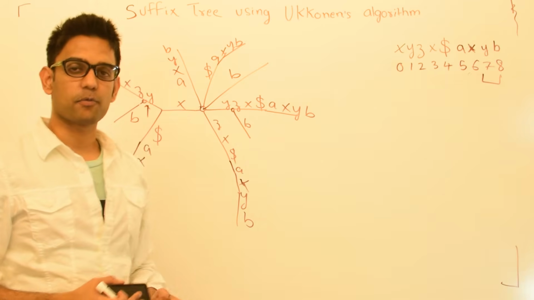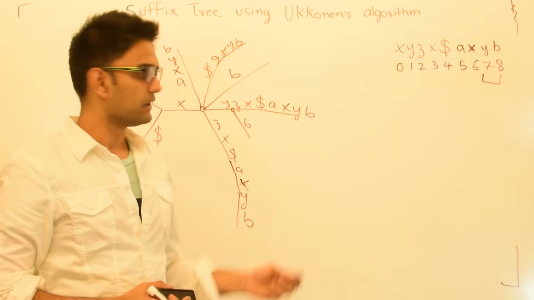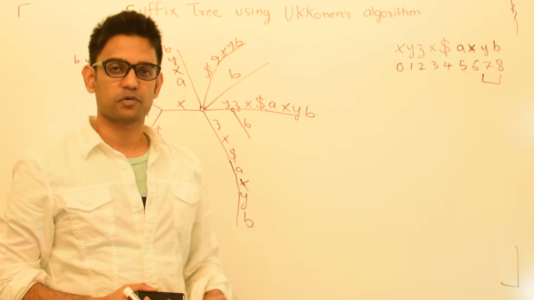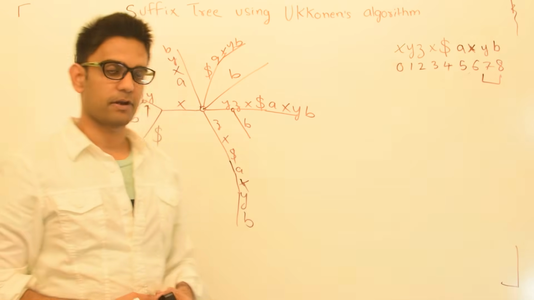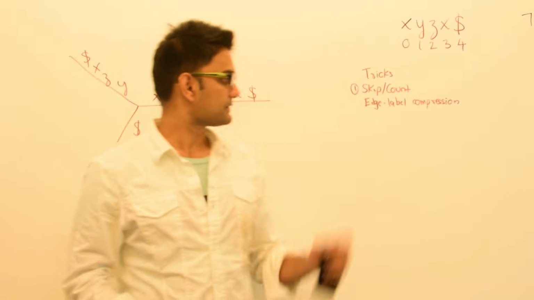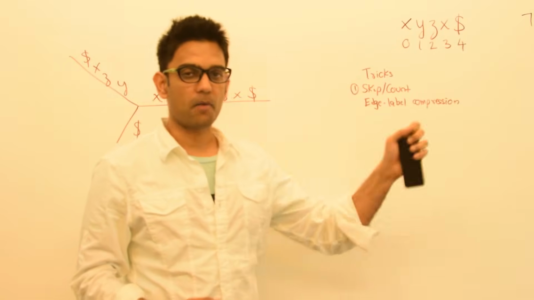and we will be mostly improving on these ones so that we can convert this O of m cube time algorithm into O of m time algorithm. So let's look at those tricks one by one very quickly. Trick 1 is skip count and edge label compression.